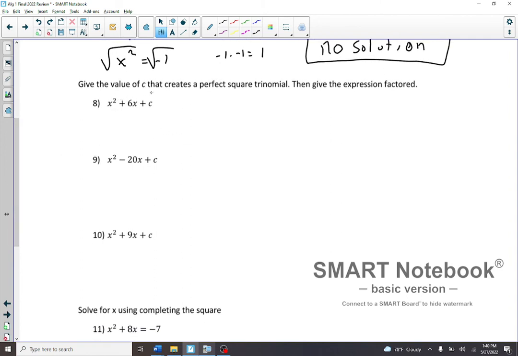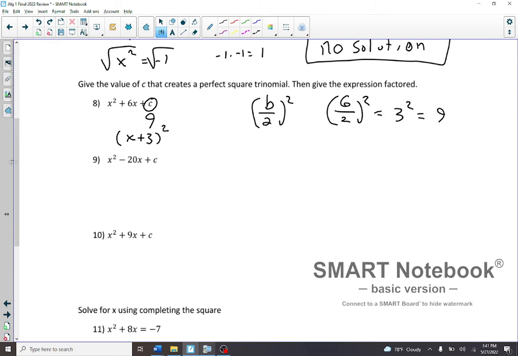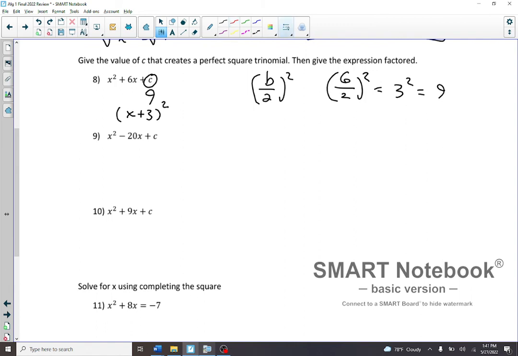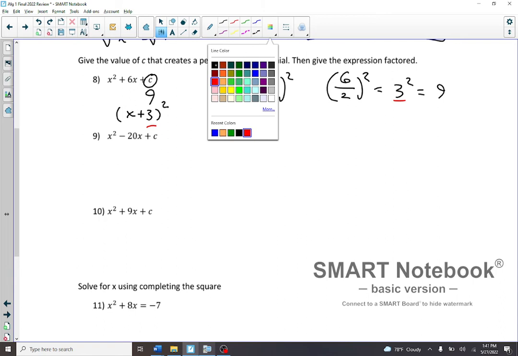So here, we're going to give the value for the perfect square trinomial, then give the expression factored. In this case, I need the perfect value for C. To get the perfect C is b divided by 2, squared. B is the number for the x to the 1 power. So 6 divided by 2 squared, which is 3 squared, which is 9. So in this case, the answer is 9. 9 would be the perfect C. And the expression would be x plus 3 squared if I factored it. And it's always going to match that number on the inside. So before you square it, it will always match here. And I'll show you in the next one.